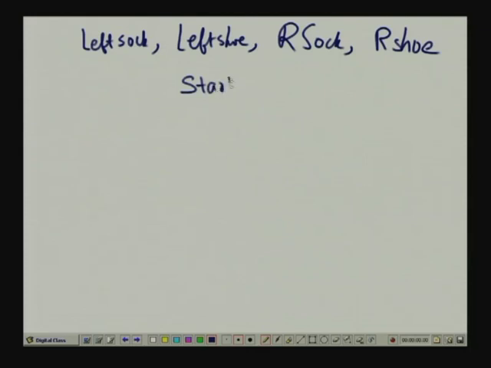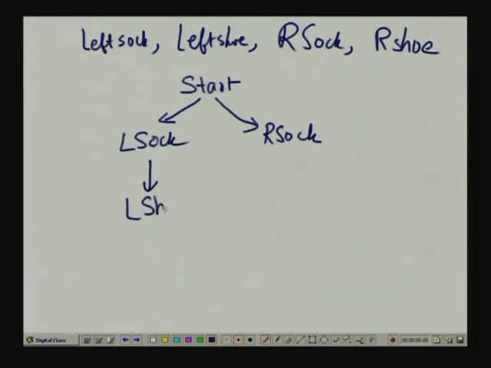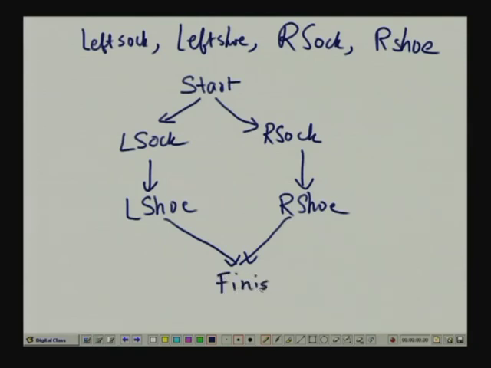after the start, the agent can put on either the left sock or the right sock. Only after the left sock can the agent put on the left shoe. Only after the right sock can the agent put on the right shoe. When both the left shoe and the right shoe are on, the plan is done or finished. So, this represents a partial plan for the socks and shoes problem.